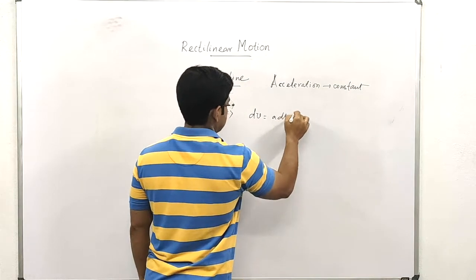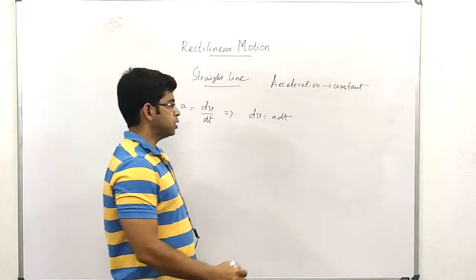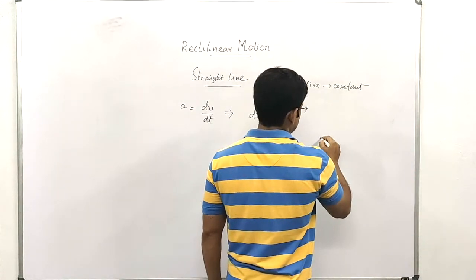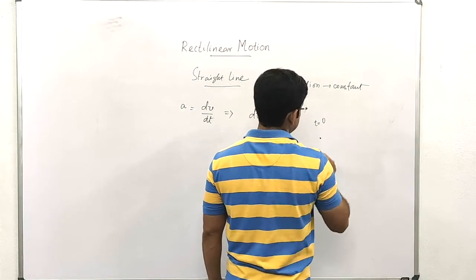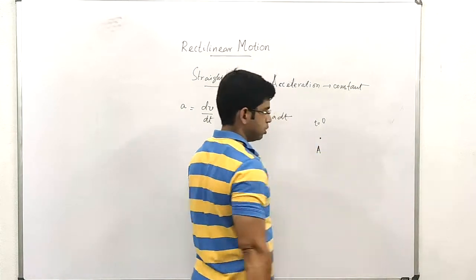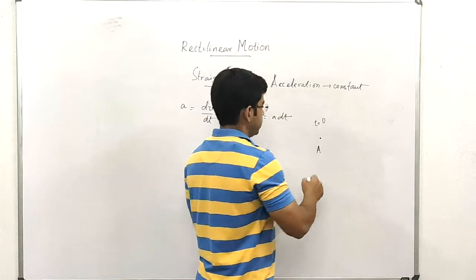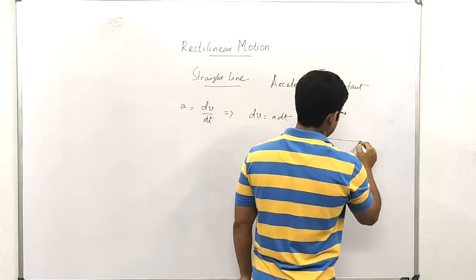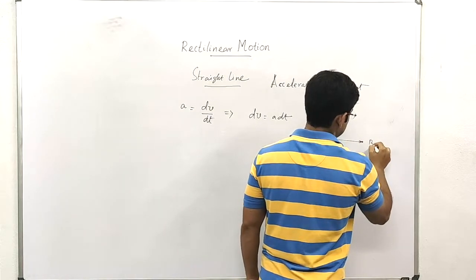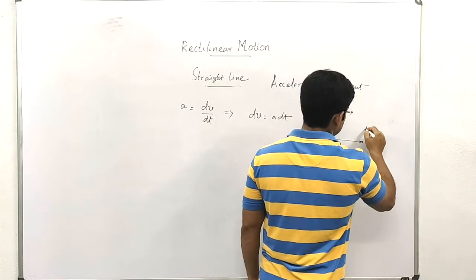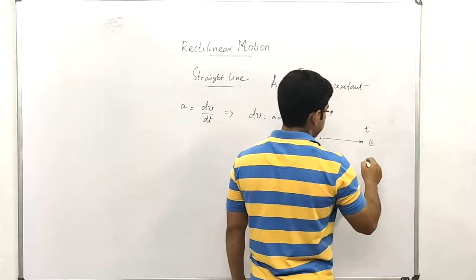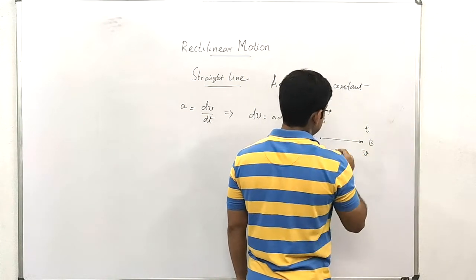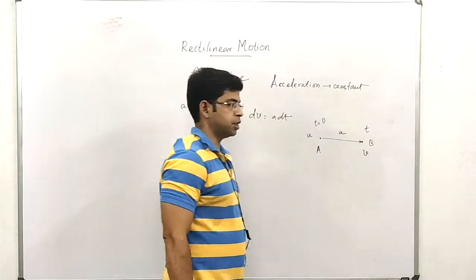Now let us consider that the particle at the time instant t equals to 0 was at the point A, and it had an initial velocity of u. It performs a straight line motion and reaches point B at time instant t, where the final velocity is v and there is a constant acceleration a.